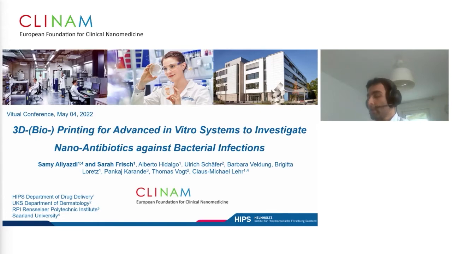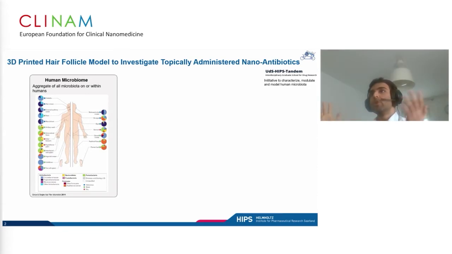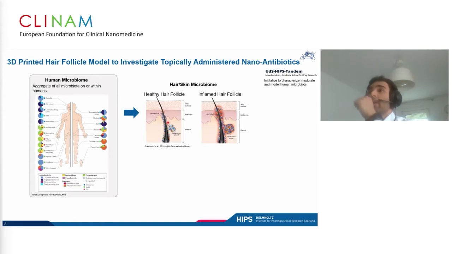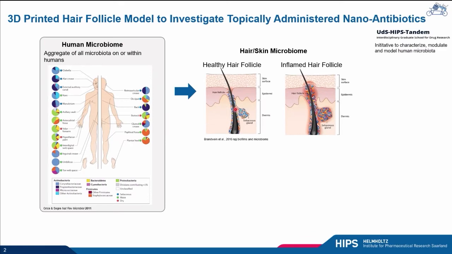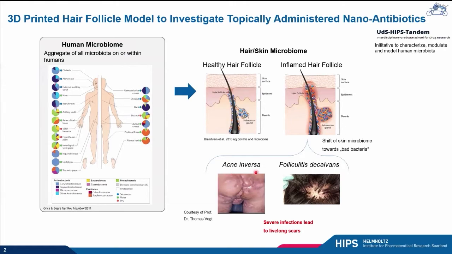I want to start with another quite recent topic in science, the human microbiome, which is basically the aggregate of all the microbes within the human body. And as with any body tissue, hair follicles and the skin, the largest organ, have their own microbiome. When there is a shift in the diversity or the balance of the microbiome towards rather bad bacteria, a popular example being Staphylococcus aureus, this can lead to severe inflammation processes, with the consequence of diseases like acne inversa or folliculitis decalvans, with awful lifelong scars.